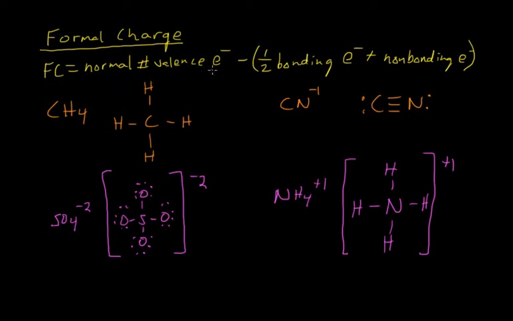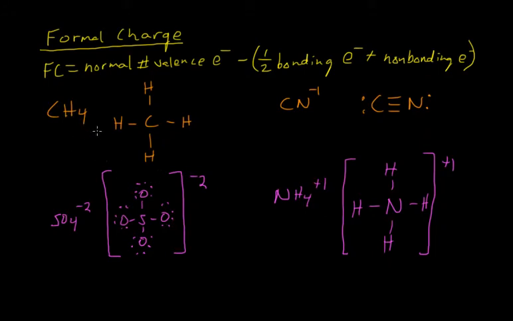So it's the normal number of valence electrons minus half of the number of bonding electrons plus the number of non-bonding electrons. Now this is a quantity that's encased in parentheses, so you have to remember your order of operations. You add these before you subtract it from your normal valence number. So I've got 4 different examples already written down. So let's go ahead and start with the first one.